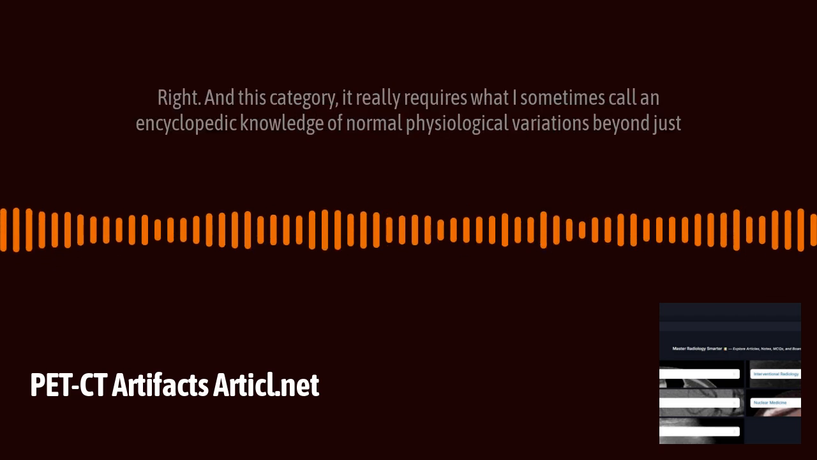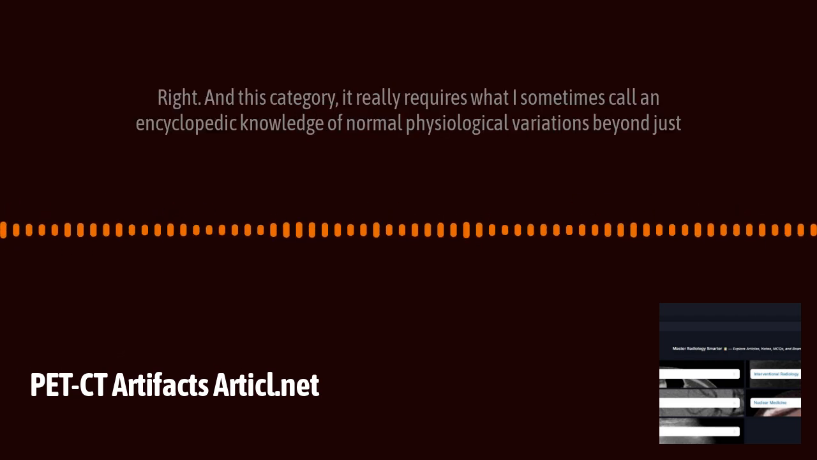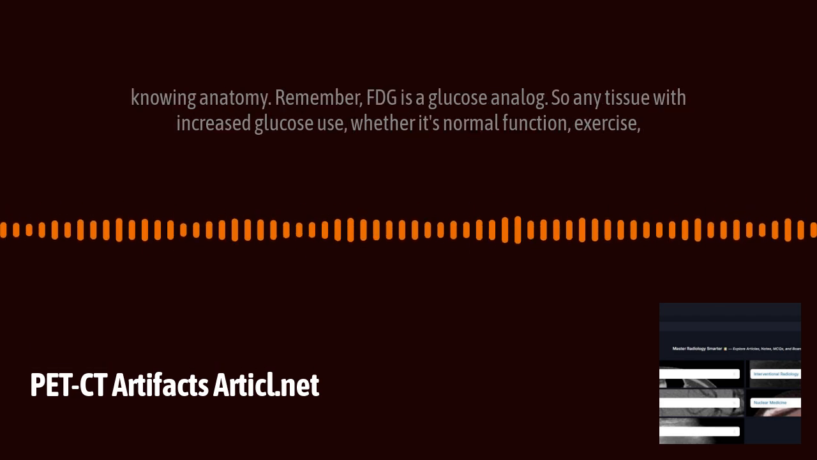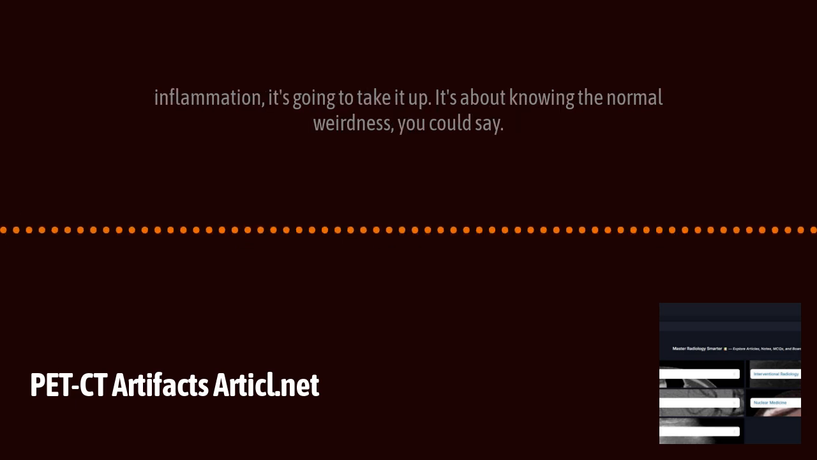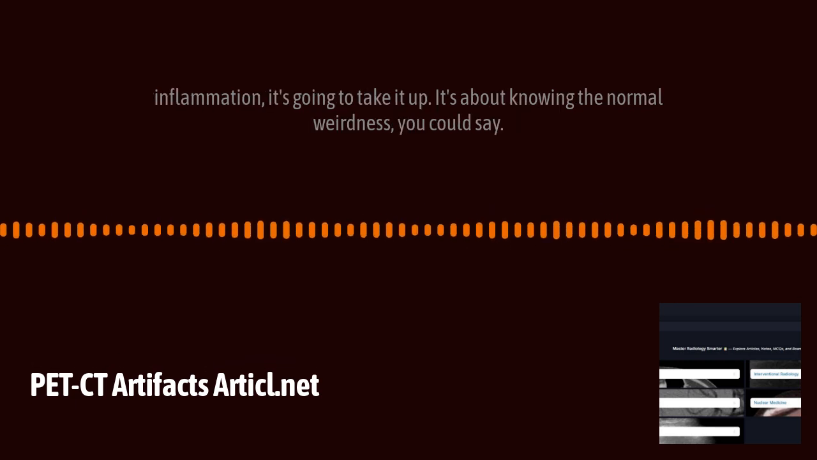Right, and this category really requires what I sometimes call an encyclopedic knowledge of normal physiological variations. Beyond just knowing anatomy, remember FDG is a glucose analog. So any tissue with increased glucose use, whether it's normal function, exercise, or inflammation, is going to take it up. It's about knowing the normal weirdness, you could say.